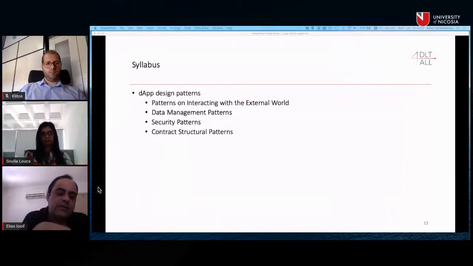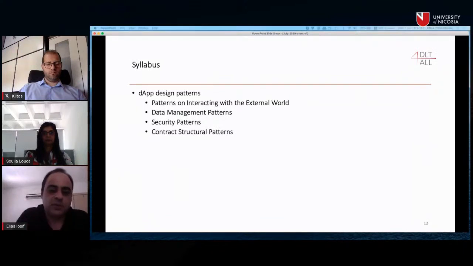And then we are focusing on things having to do with smart contracts, discussing security, and some templates about the development of smart contracts.